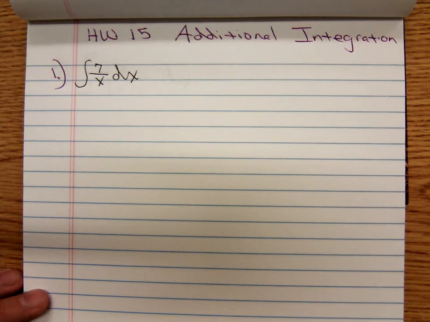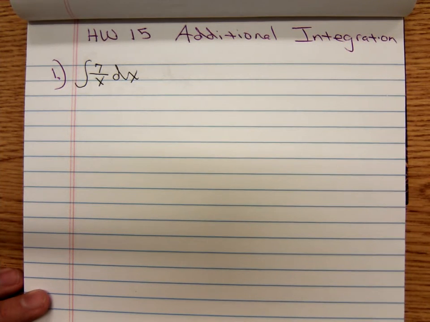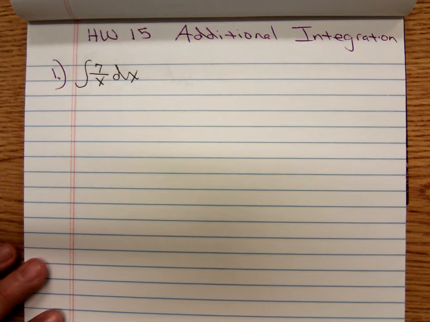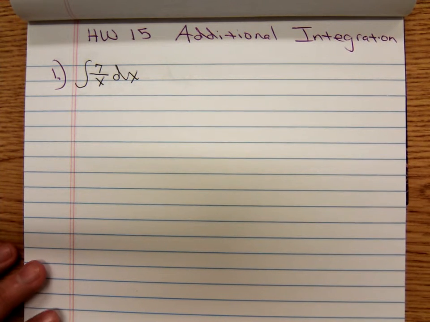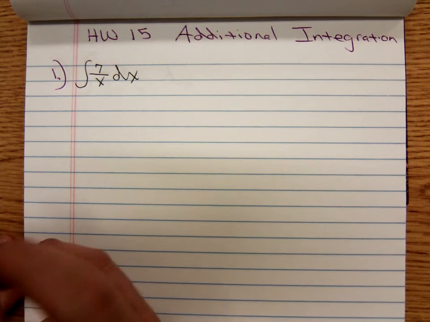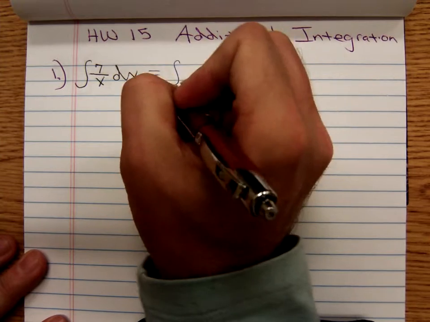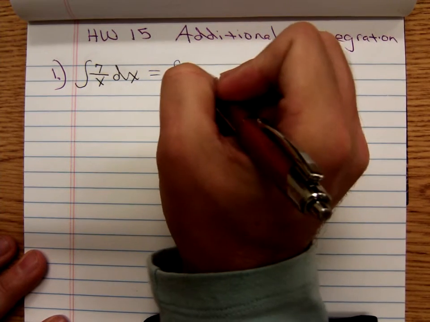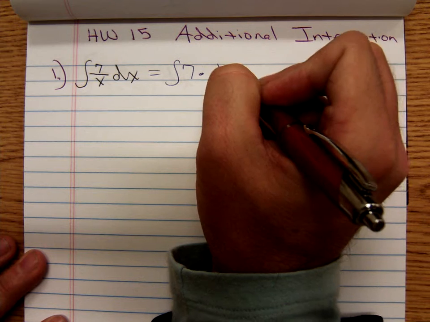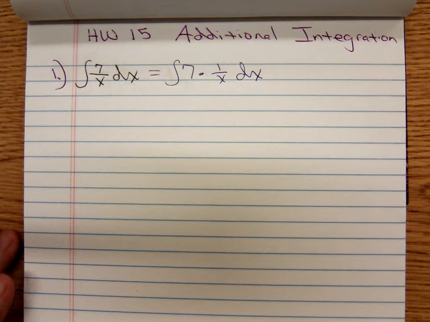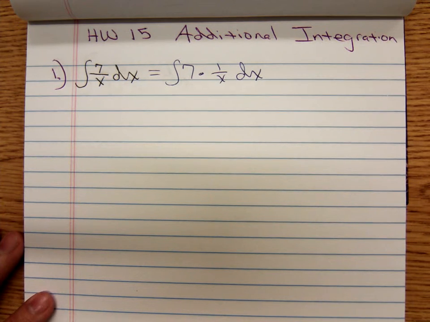So this is like y'all's number 1 from homework 15. It's the antiderivative of 7 over x in terms of x. When I see that 7 over x, I start thinking the antiderivative of 1 over x, and I'm going to think of this as 7 times 1 over x dx. And once I think of it like that, it falls out very quickly.